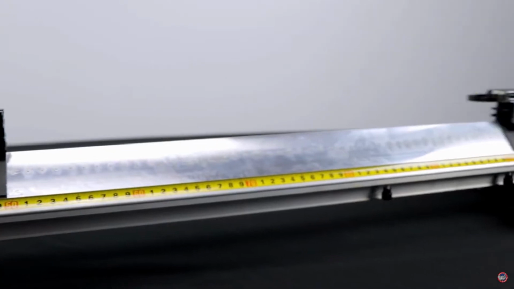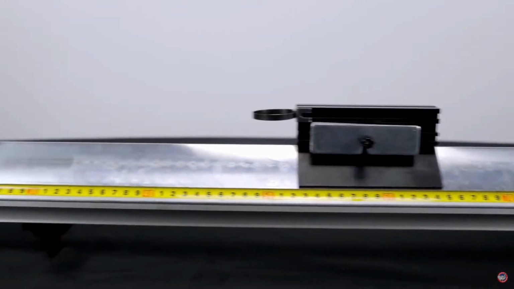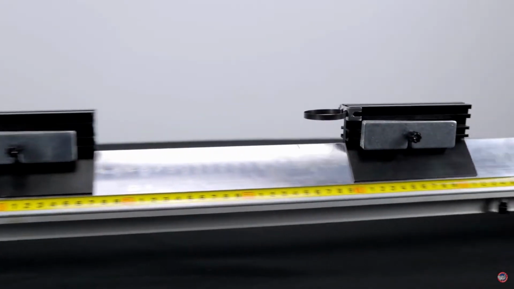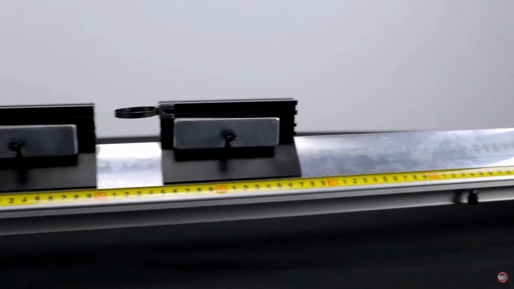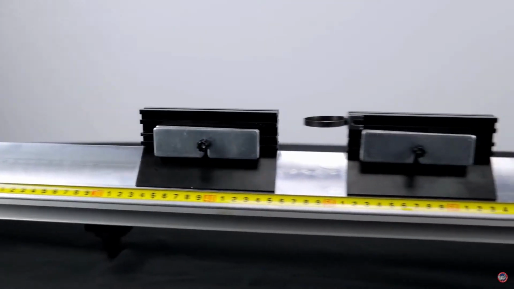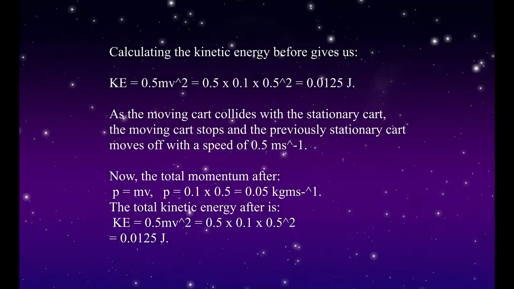Here is our first example, which is a collision between two carts on an air track. Both carts have a mass of 0.1 kilograms, the moving cart has a speed of 0.5 meters per second. Calculating the momentum before the collision gives us P equals mv. P equals 0.1 times 0.5 equals 0.05 kilogram meters per second.